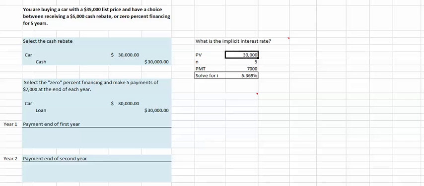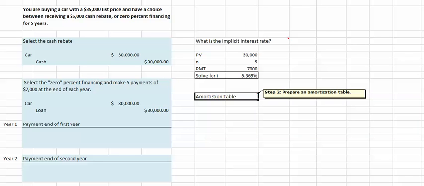Put in $30,000 for your present value. We're going to make a payment of $7,000 a year for 5 years. And when we solve for the interest rate, we find the implicit interest rate on this loan is 5.369%. The second step then is to prepare an amortization table.